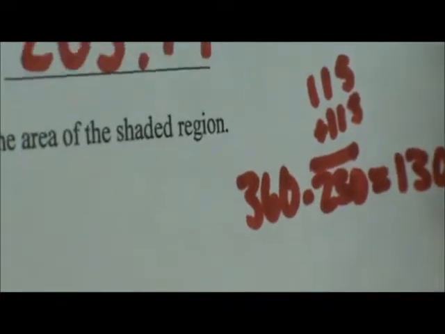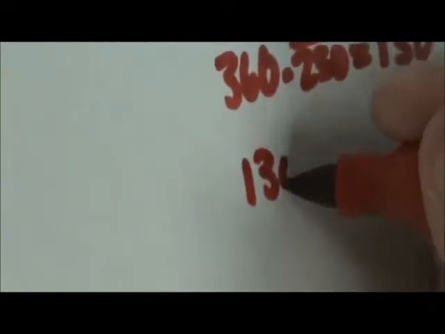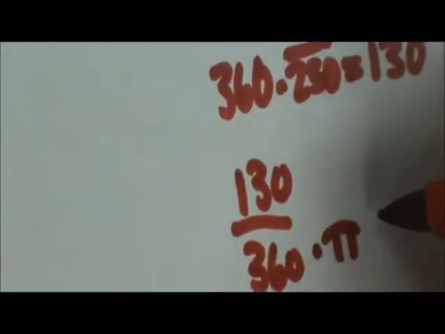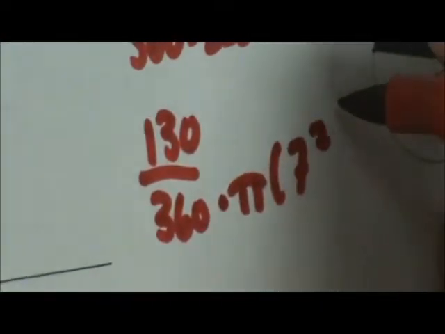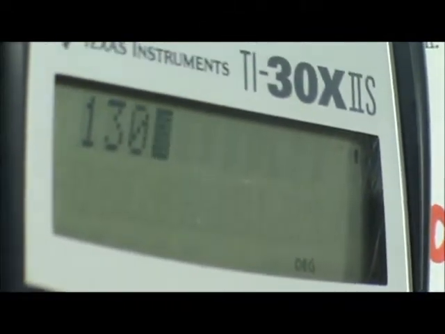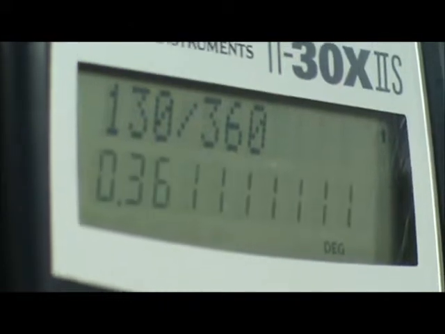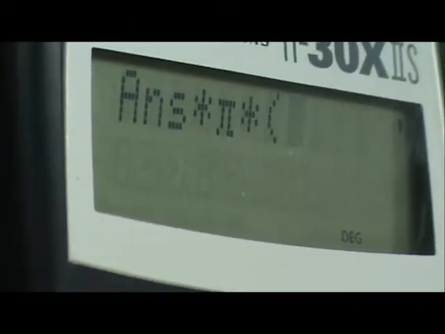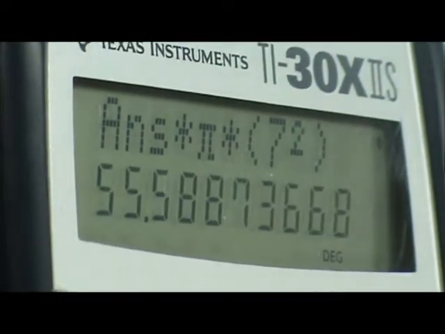So we take 130 over 360 times pi, and then times the radius squared, which is 7 squared. Then we're going to plug that into our blue calculator. So we're going to take 130 divided by 360 times pi times parenthesis 7 squared parenthesis. That's going to give us our answer of approximately 55.588.